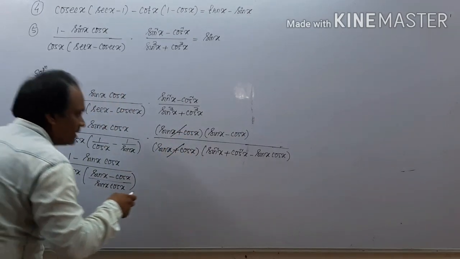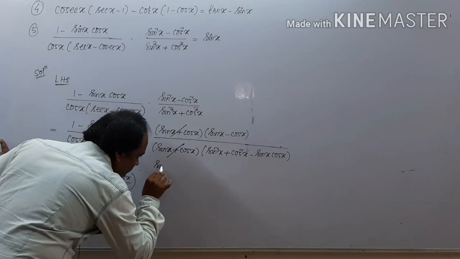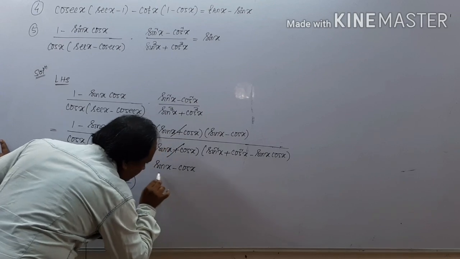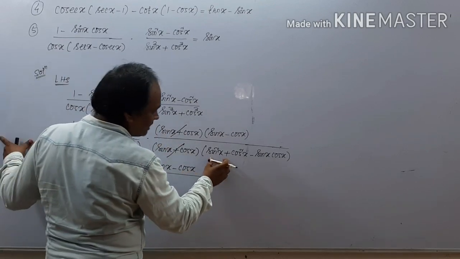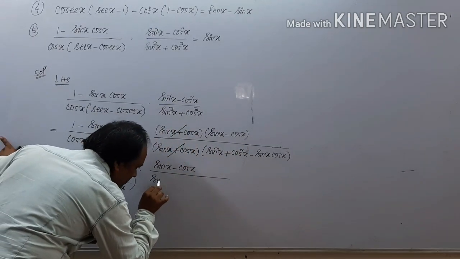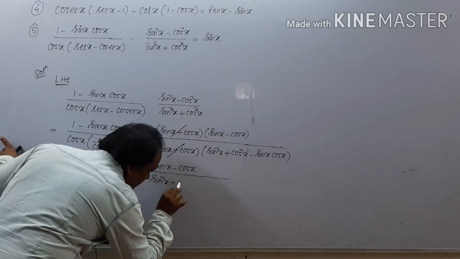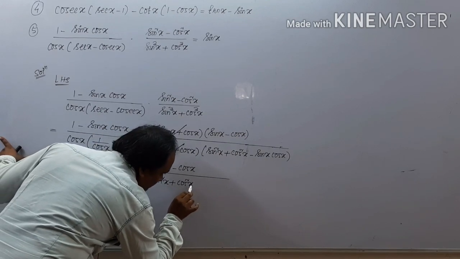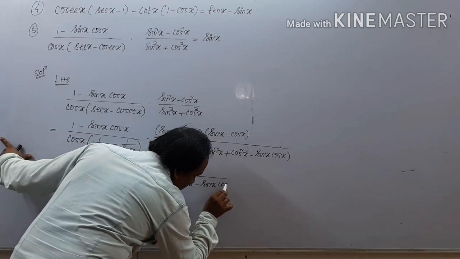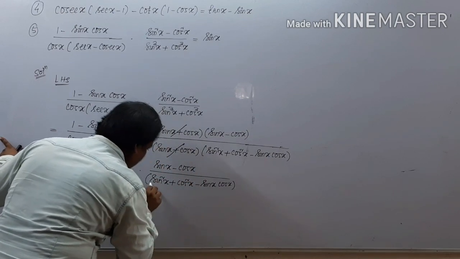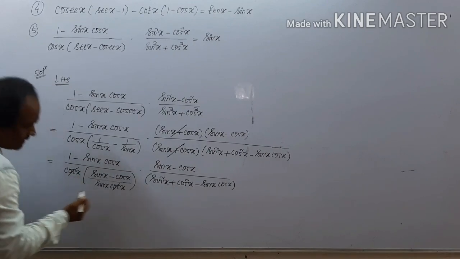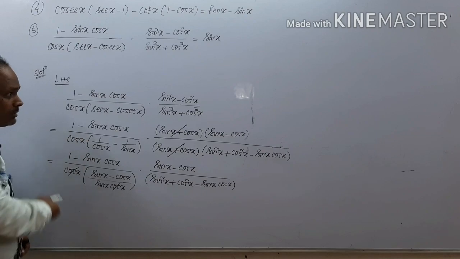So what is remaining here? Remaining is sin x minus cos x divided by, here in the place of sin square x plus cos, otherwise we will write in the next step. First write this is sin square x plus cos square x minus sin x into cos x. So that, see here, this cos x and this cos x will cancel out and this sin will go to the numerator, right?